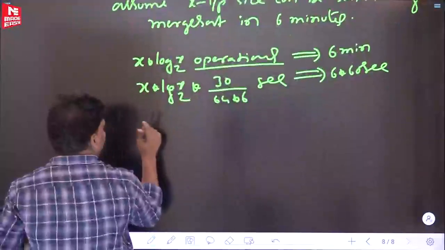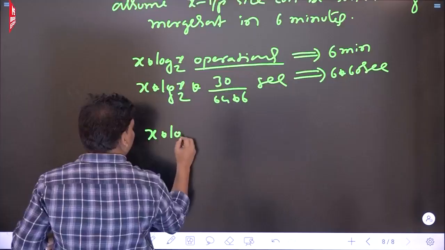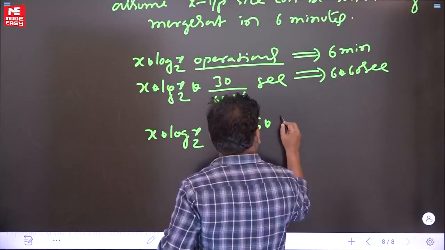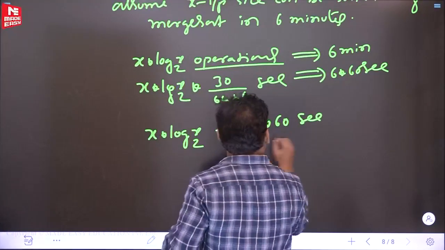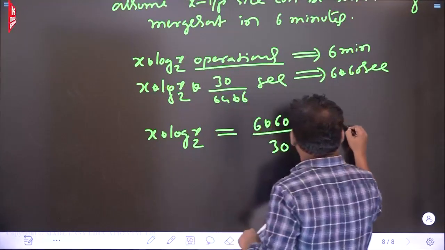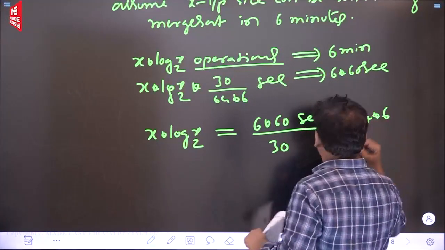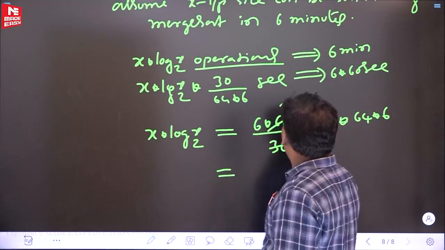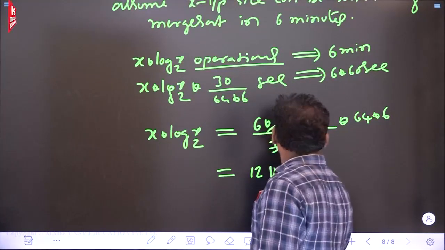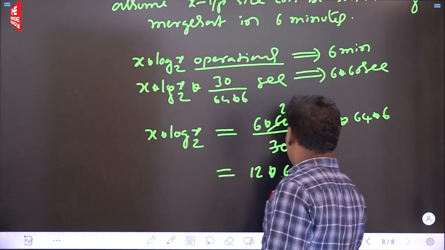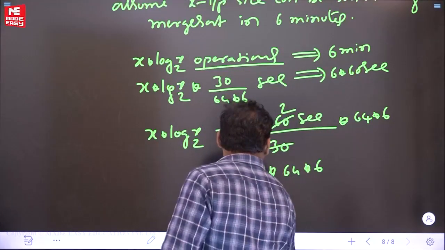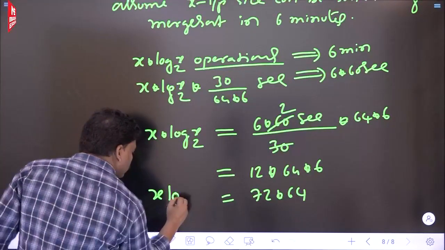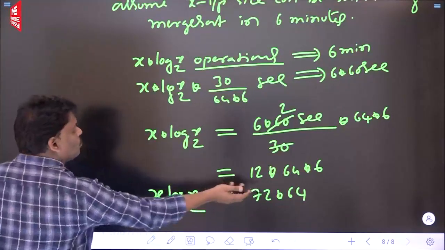Next, if you simplify further, what is the answer? X into log X base 2 is equal to 6 into 60 seconds by 30 into 64 into 6. Simplify whatever is possible. I think 32s, which goes to 12 into 64 into 6, which goes to 72 into 64. So, X into log X base 2 is equal to that much.